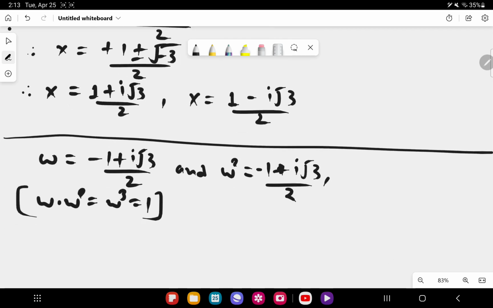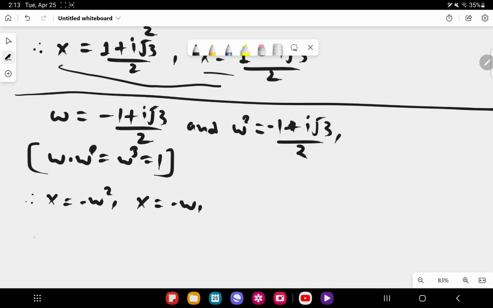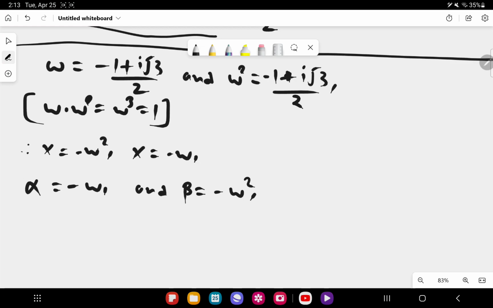Alright folks, so this root is essentially minus omega square, and this is minus omega, and according to the problem statement, alpha and beta are the distinct roots of the equation. Therefore alpha is equal to minus omega and beta is equal to minus omega square, and we are asked to calculate the value of alpha to the power 101 plus beta to the power of 107.